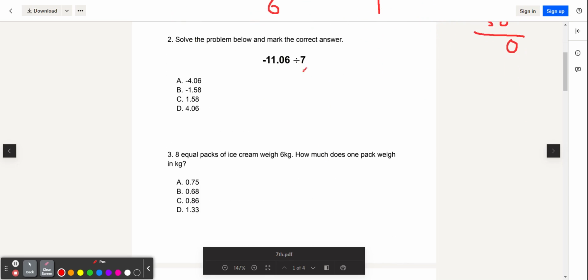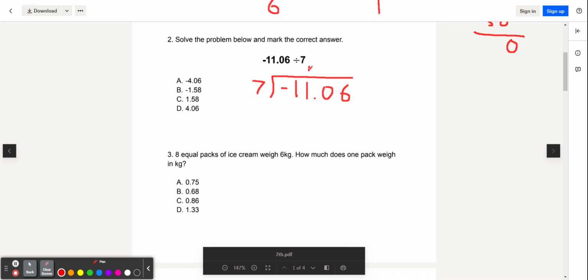Number 2 is even more simple. It's not a word problem. All we need to do is perform this division. So if you write it out, you're dividing the number negative 11.06 by 7. This time I'll work it out with you guys.